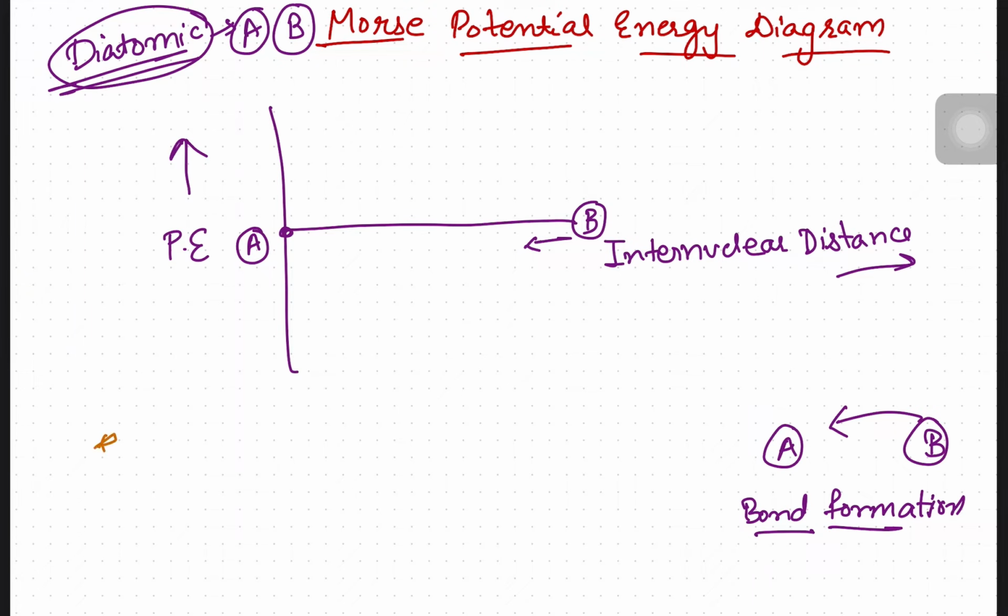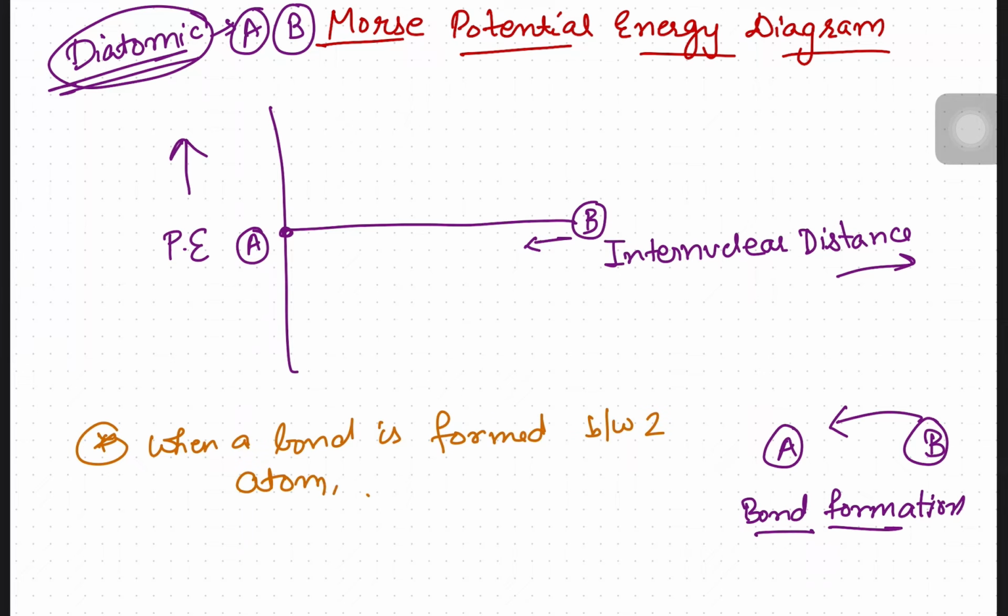Always remember, when a bond is formed between two atoms, there is always a release of energy. So the energy will be released, so the potential energy of the system will decrease. Up to a certain point, the potential energy of the system will decrease. This point indicates that the bond formation between A and B took place.